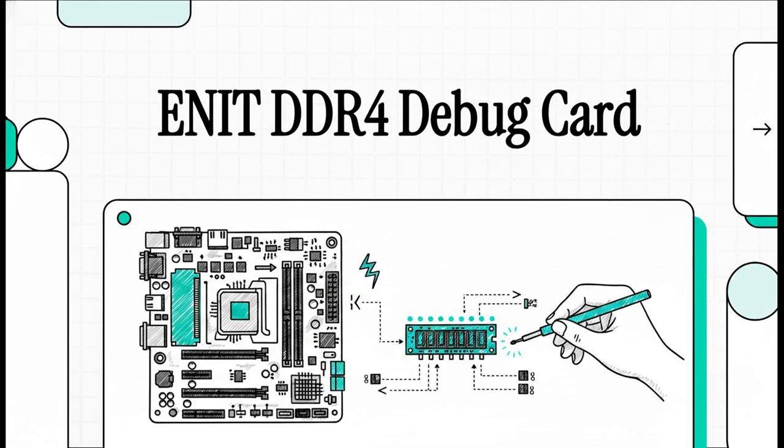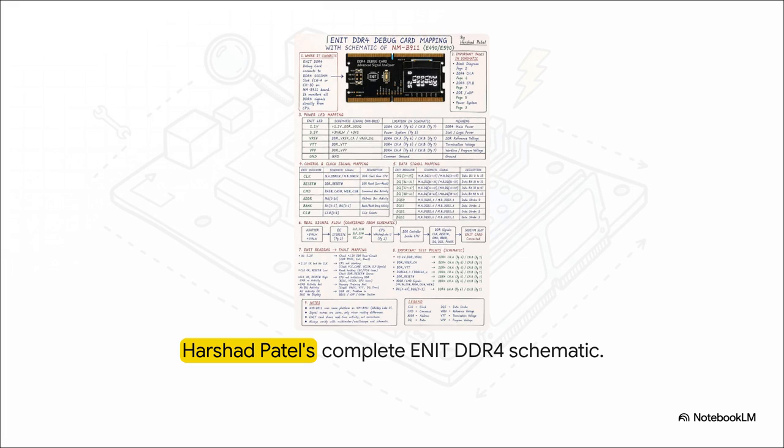Well, today we're going to completely demystify this whole process for a super specific, really popular architecture, the Lenovo NMB911. You'll find it in the E490 and E5090 laptops. We're going to break down this incredible tool called the ENIT DDR4 debug card, and I'll show you exactly how to read its secrets to pinpoint hardware faults with absolute laser precision. Okay, let's dive into this.